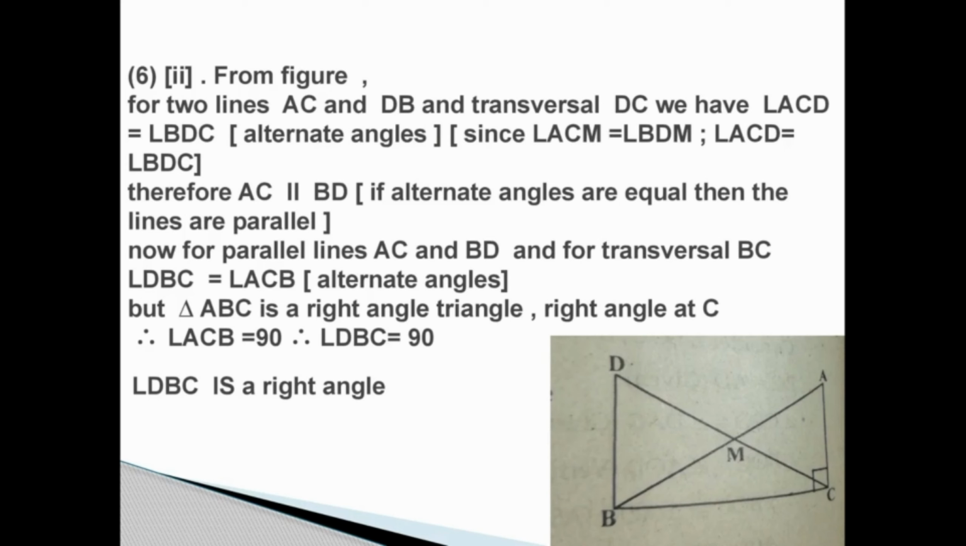We know that. Now for parallel lines AC and BD and for the transversal BC, angle DBC is equal to angle ACB. Alternate angles are equal, we know. But triangle ABC is right angled at C. Therefore, angle ACB is equal to 90. Therefore, angle DBC is also equal to 90. Therefore, angle DBC is a right angle.